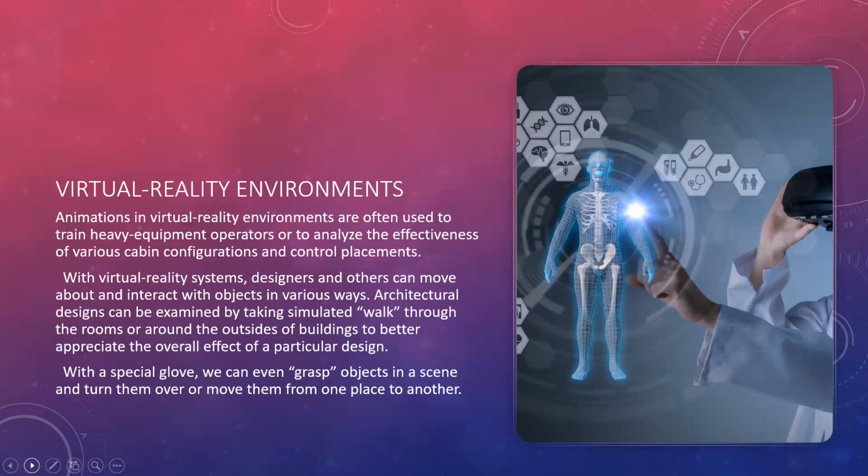With a special glove, we can even grasp objects in a scene, turn them over, and move them from one place to another. With the help of a special glove created especially for the virtual reality environment, the virtual glove is used to move one object to another. Though we cannot feel it, whenever we wear the glove, we can visualize moving the thing from one place to another. So the virtual environment plays an important role in computer graphics. It produces very nice effects that can be seen.